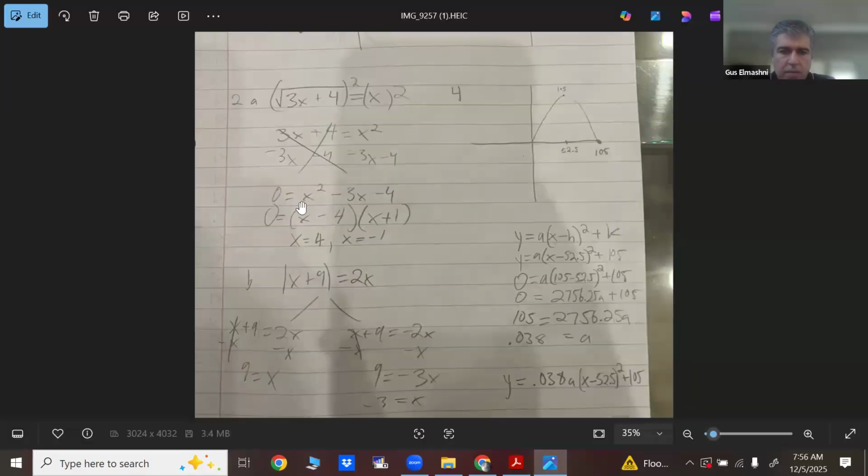Actually, your y coordinate of your vertex is off. It should be 45, right? Because that's the highest point. So it's not 105. Remember, 105 was the x-intercept, which you did correct to get the x-coordinate of the vertex. So that's 45, 45, 45.